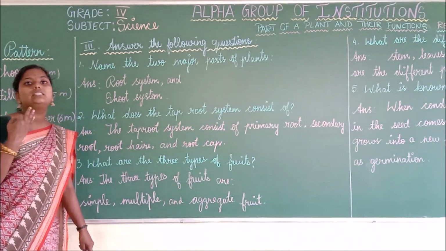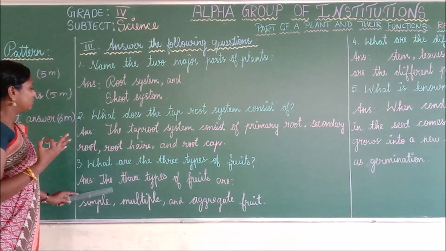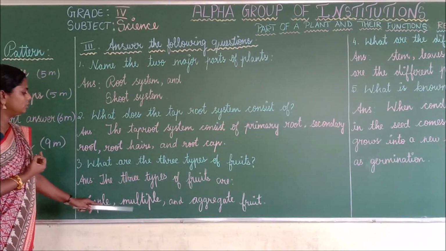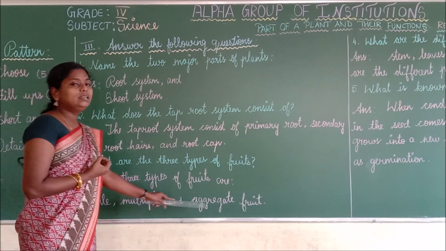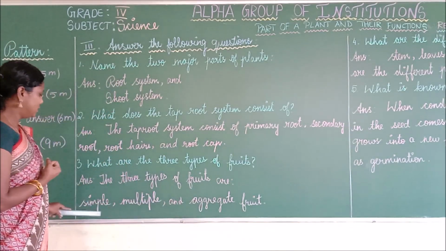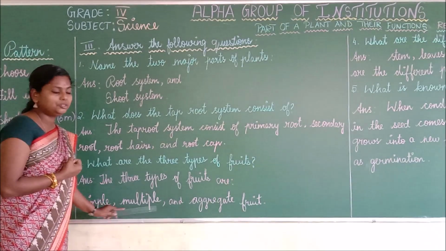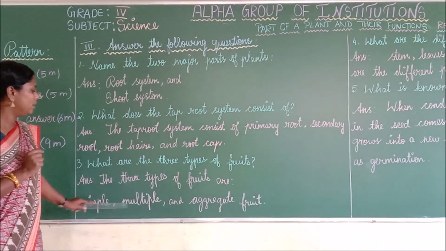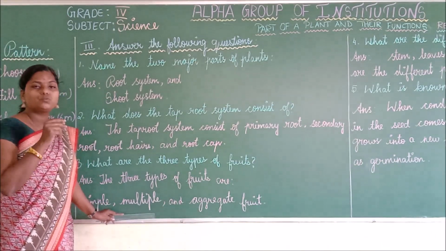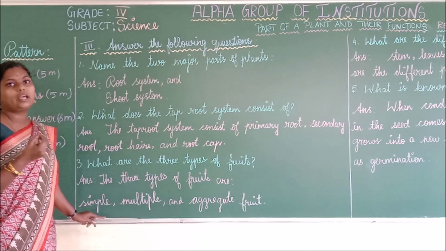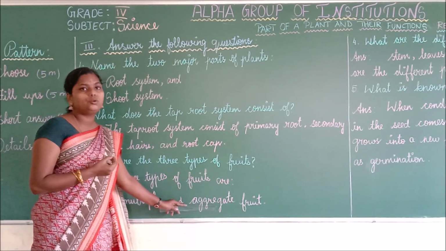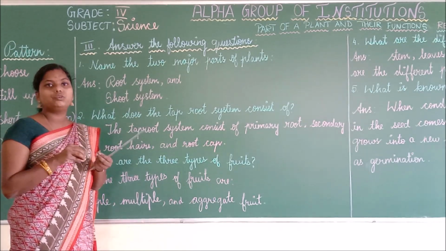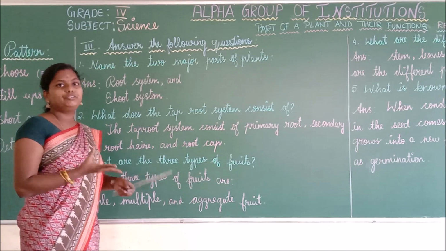The next one, what are the three types of fruits? The three types of fruits are simple fruit, multiple fruit and aggregate fruit. The simple fruit will have a single seed. The multiple fruit will have many small fruits and each will have many seeds. And the aggregate fruit, which comes from more than one flower and many ovaries, will fuse together and make a very big fruit. Is it clear, students?